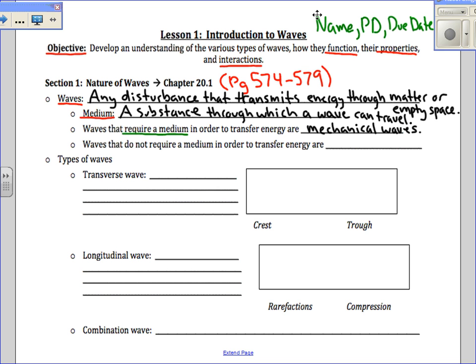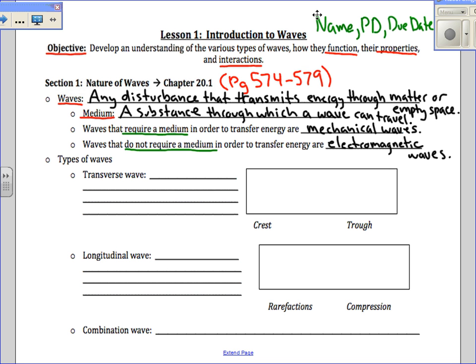Okay, waves that do not require a medium in order to transfer energy are electromagnetic waves. Okay, these do not require a medium. Examples of these include different types of waves throughout the light spectrum, such as X-rays, gamma rays, radio waves. Okay, there's many good examples. Though these do not require a medium, they can still go through glass, air, or water.